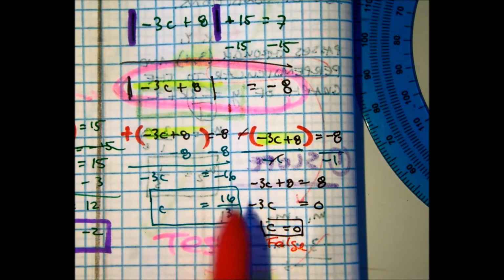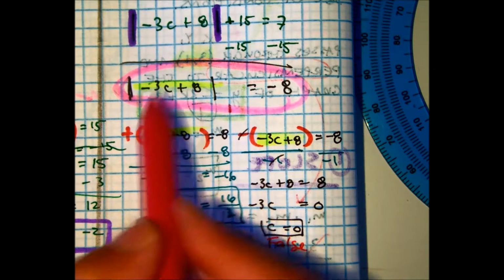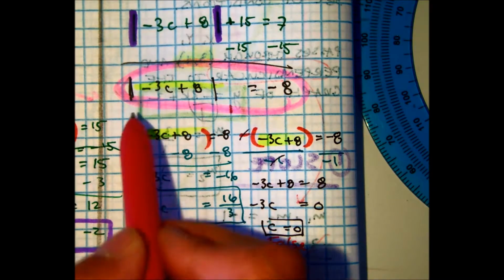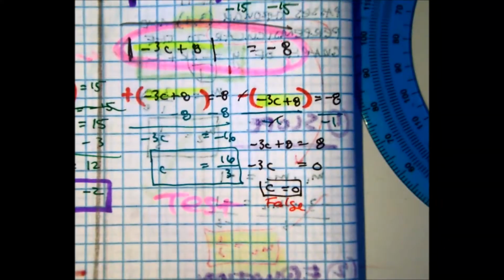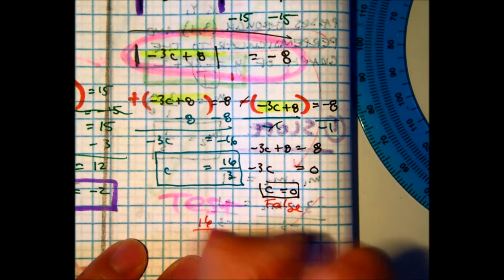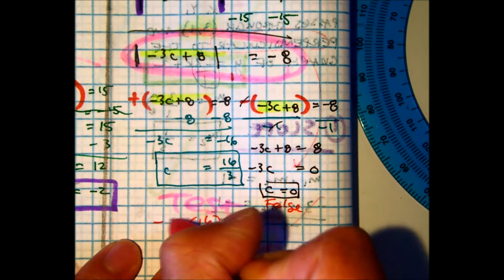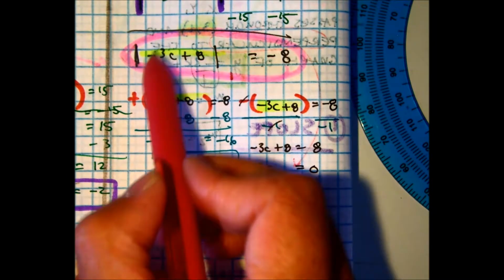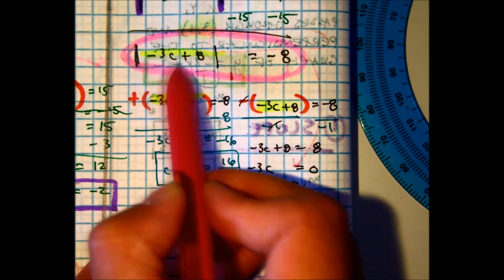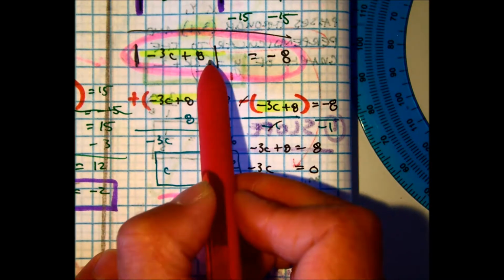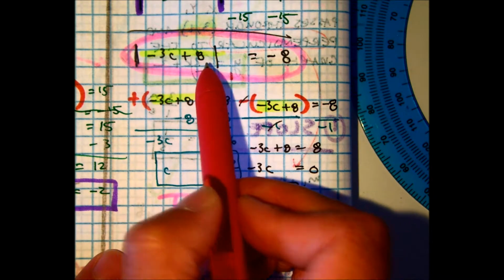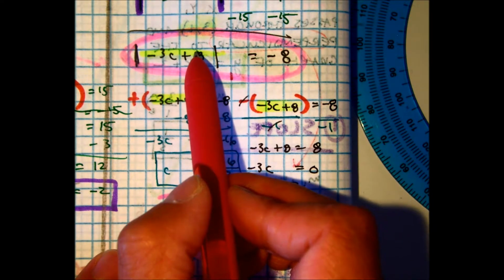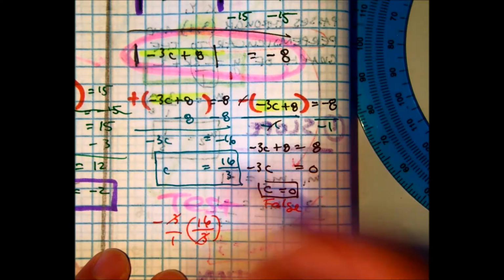Let's try the other one. 16 over 3. 16 over 3 times negative 3. Can you visualize it? Can you see it? Your 3's will cancel out. You're left with negative 16 plus 8. Class, what's negative 16 plus 8? Negative 8. Absolute value of negative 8 is 8. Can 8 equal negative 8? False.